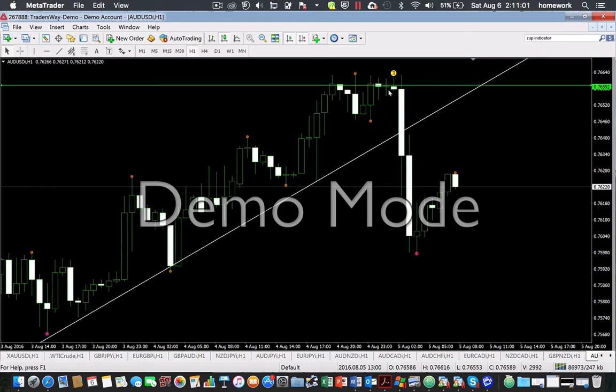Now, the previous candle was also a hanging man, which is usually a bearish reversal candlestick, and there's a doji and another doji. So that's 1, 2, 3, 4 confirmations already, alone, if you're just looking at candlesticks, that tells you sell.